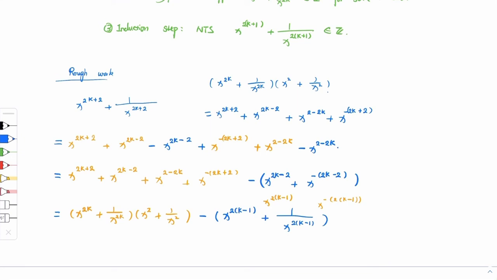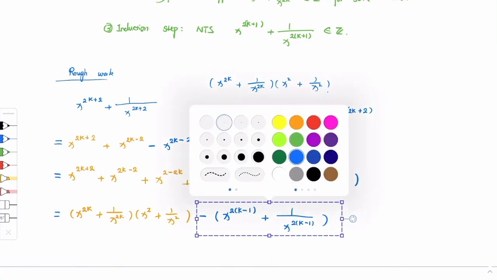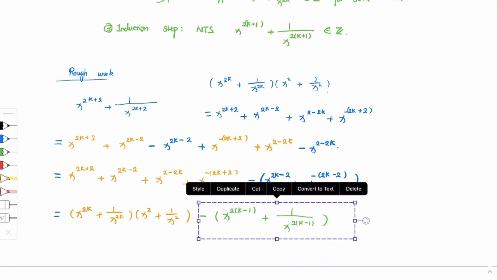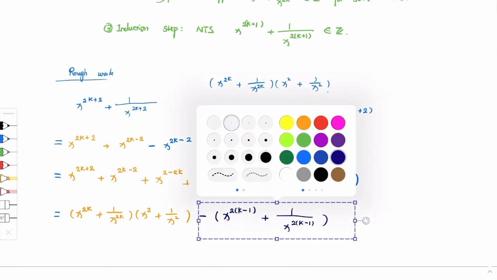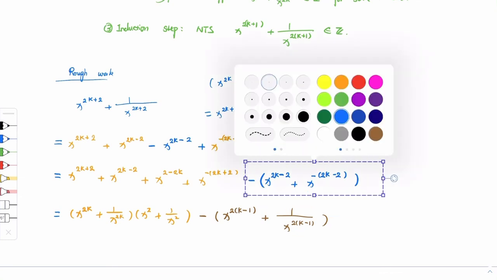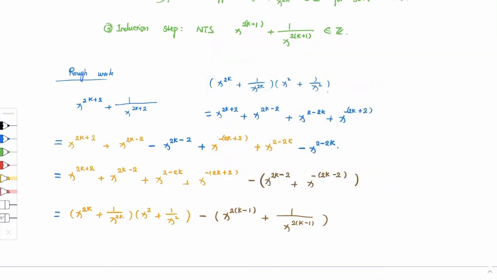And if you notice that, okay, if we know this, let me change a color. If we know the green part, I use green for formal proof. Let me use another color. If we know the brown part is an integer, then the original is an integer, because this is an integer minus another integer, which will give you an integer. So we need to show this is an integer.